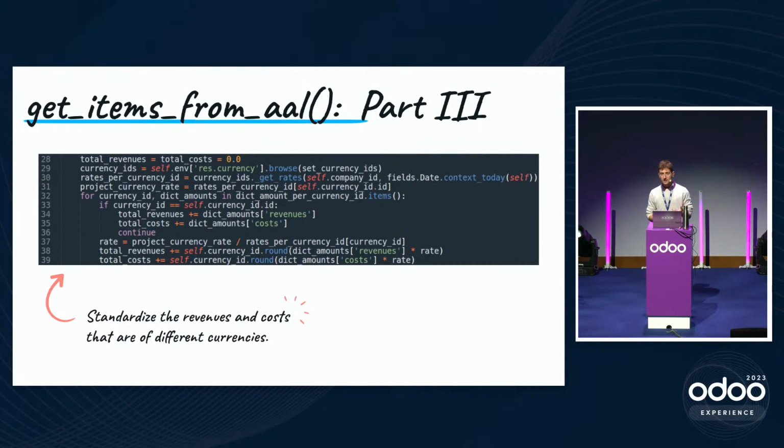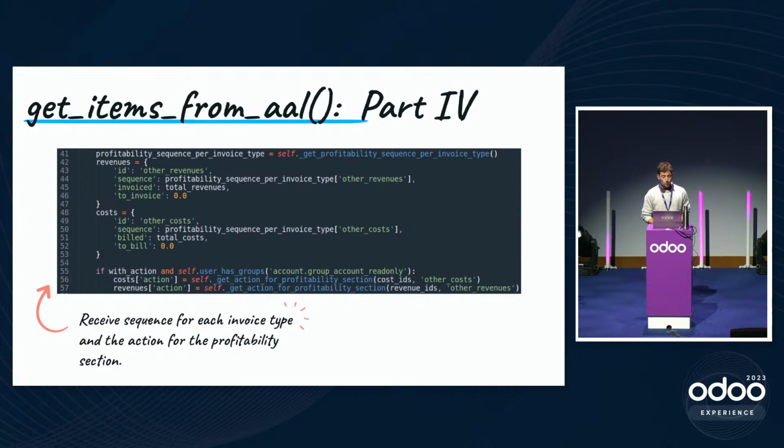If the currency ID is the same as that of the project, we don't do anything, we just add them to the total revenues and total costs. But if they're not, we compute the rate, and we change it to the project's currency before we add it to the total revenues and total costs.